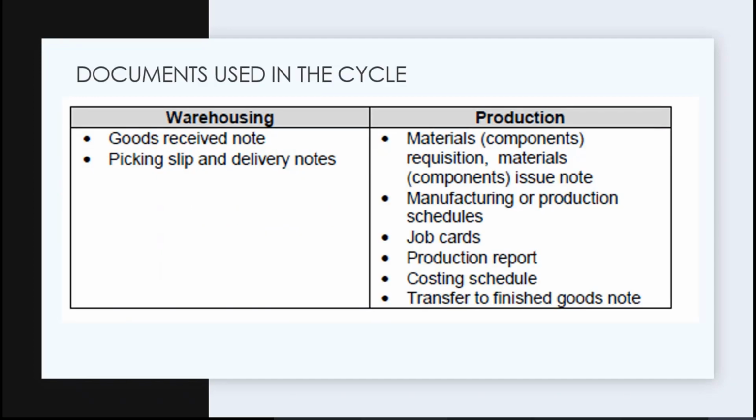Most of this information is in your textbook, whereby you will see documents that are used in different stages of your inventory. So this is the part where they're talking about inventory in your warehouse, and the documents that are used there are as follows. When you receive your goods, there's a goods received note in the warehouse. There's a picking slip and delivery note involved in the warehouse. Picking your inventory, maybe dispatching it somewhere, those are the documents that you can expect in there.